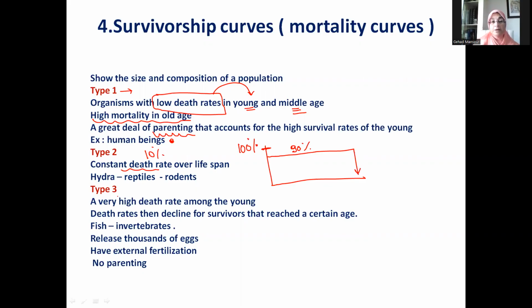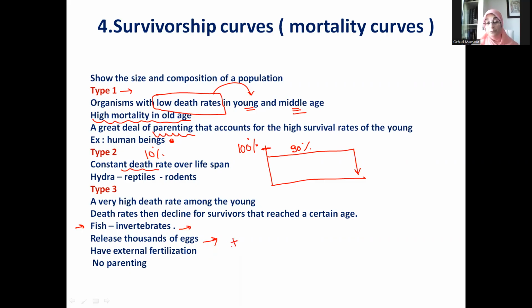And then we have type 3, where we have a very high death rate among the young. Those death rates then will decline for those survivors that reach a certain age. The best example are fish and invertebrates. Why? Because at the beginning, as I told you, they release a big number of eggs. And when they release a big number of eggs, they cannot protect all this huge number of eggs.